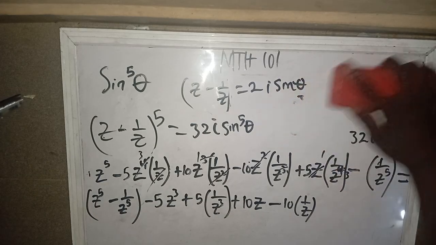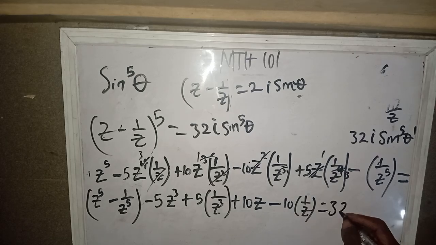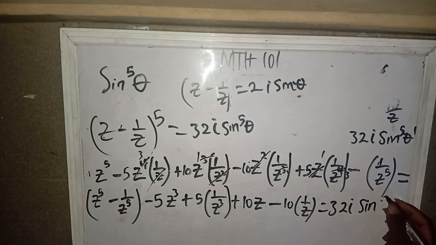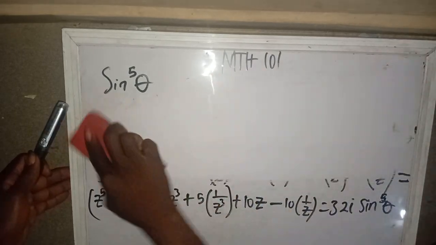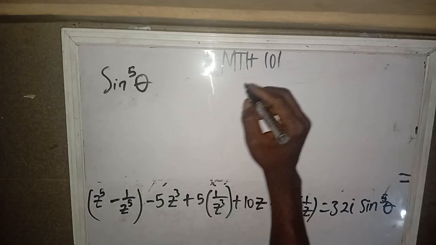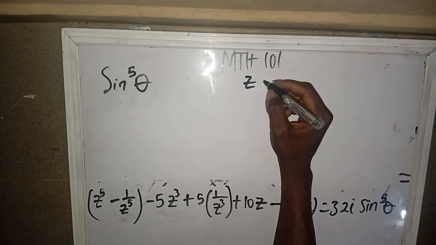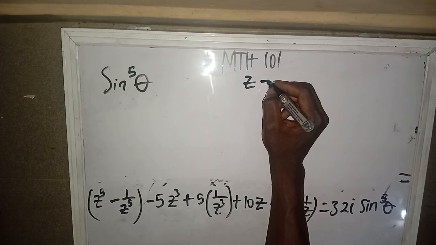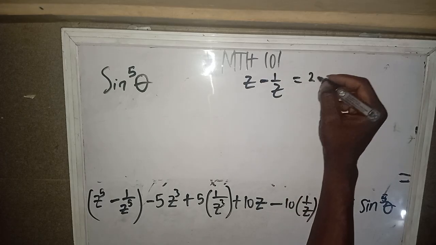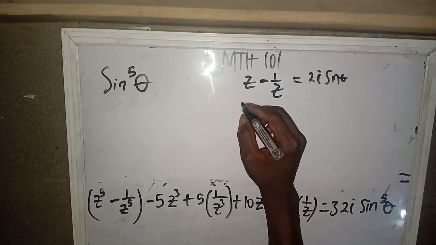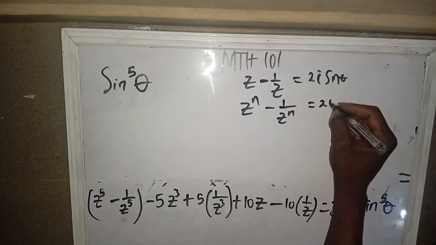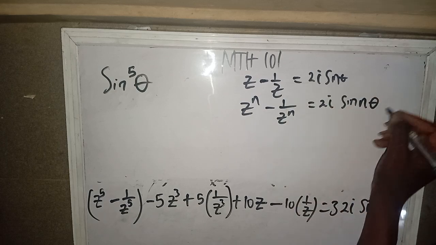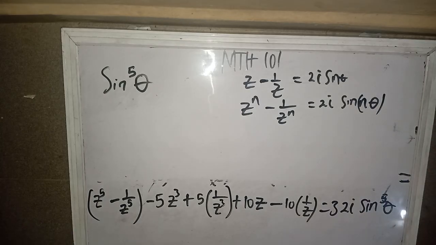So this equals to 32i sine this. Do we get that? So let me clean all this. So there is the De Moivre's theorem. If you have z minus 1 over z equals to 2i sine theta, then the De Moivre's theorem says z raised to power n minus 1 over z raised to power n equals to what? 2i sine n theta. That's what the De Moivre's theorem says.